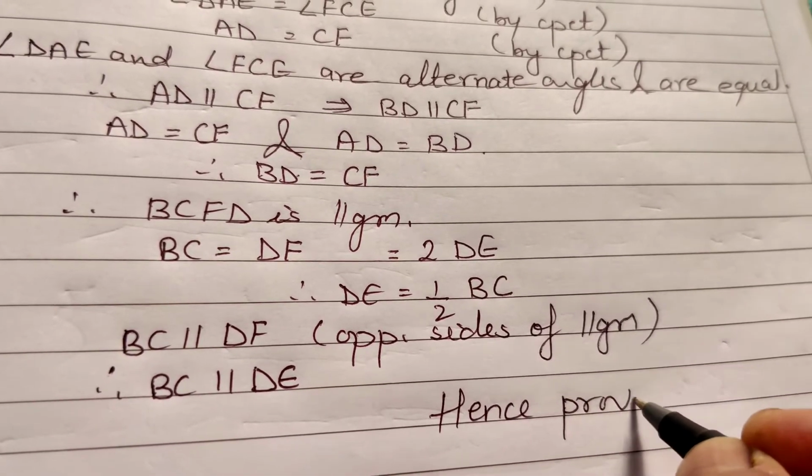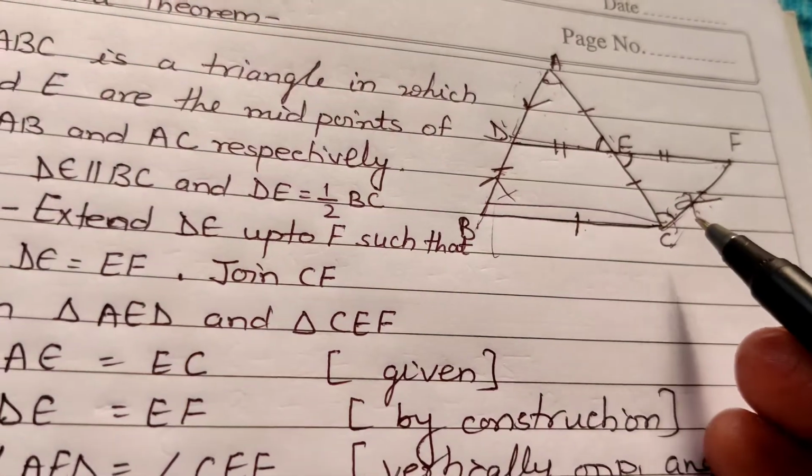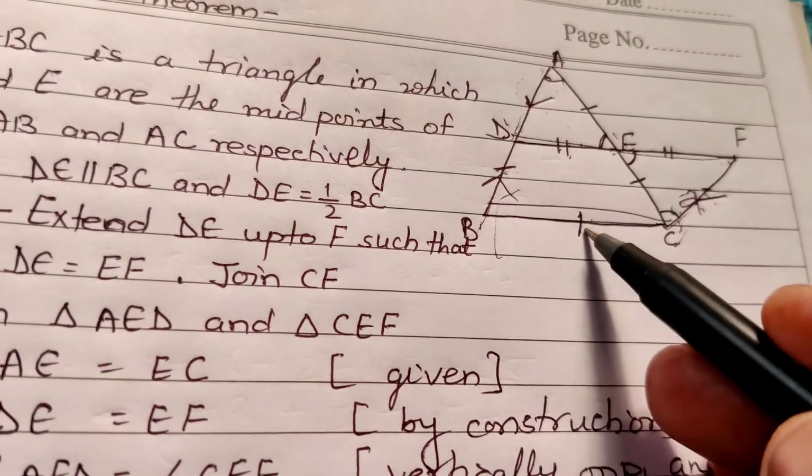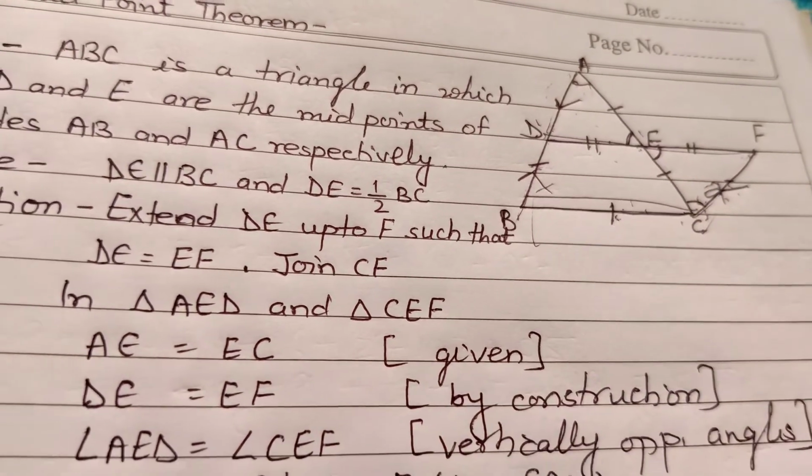The midpoint theorem says that the line segment joining the midpoints of two sides of a triangle is parallel to the third side and equal to half of it.